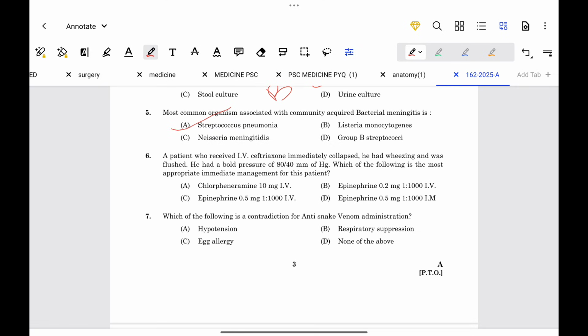Next, a patient who received IV ceftriaxone immediately collapsed. He had wheezing and was flushed. He had a blood pressure of 80/40 mm of Hg. Which of the following is the most appropriate immediate management for this patient? Okay, the answer is epinephrine 0.5 mg 1:1000 IM. I think I have discussed this in the session.